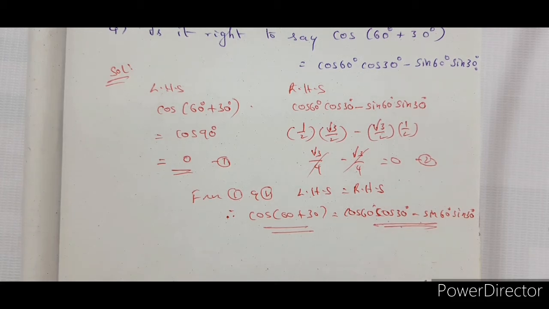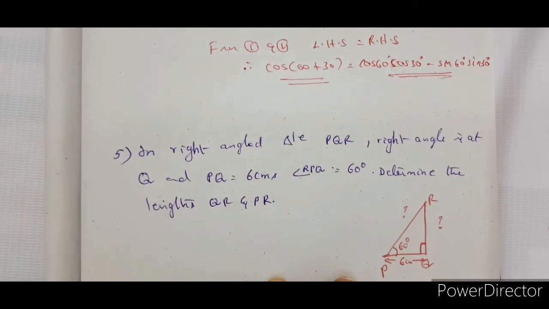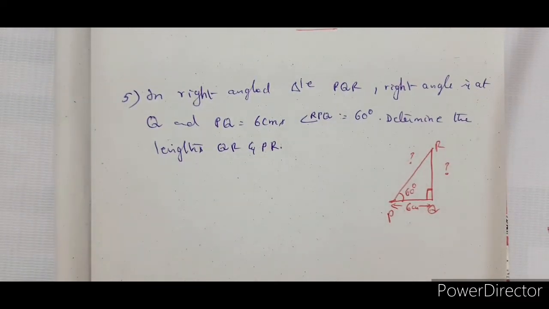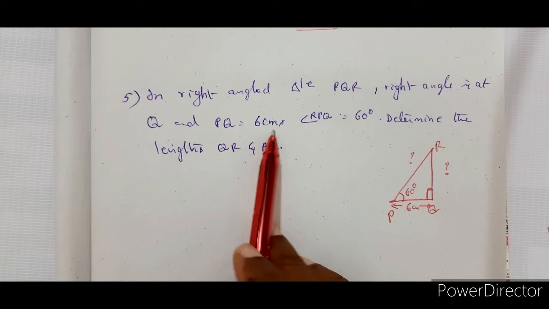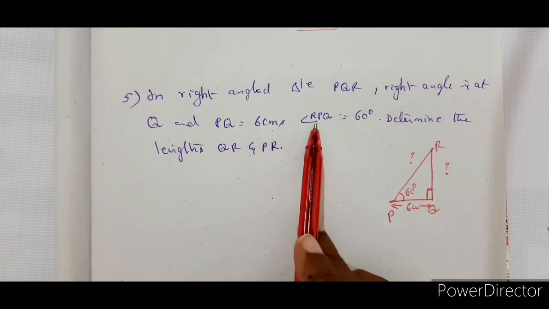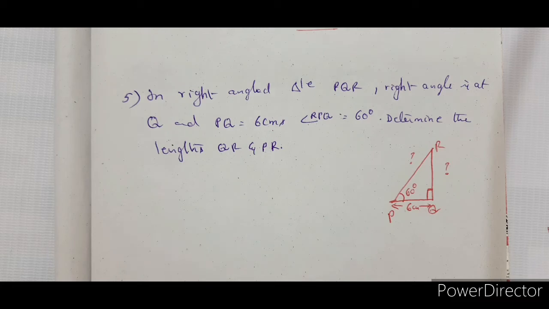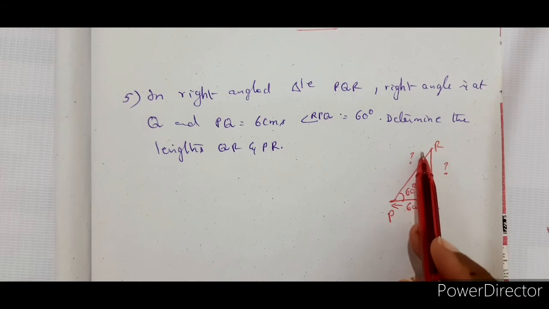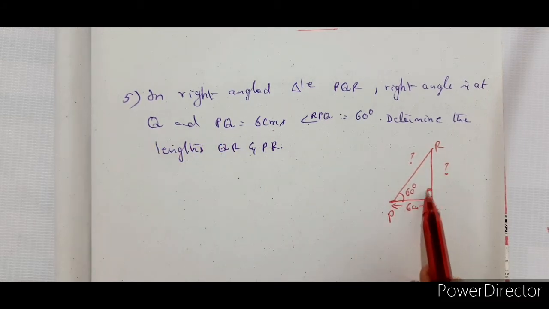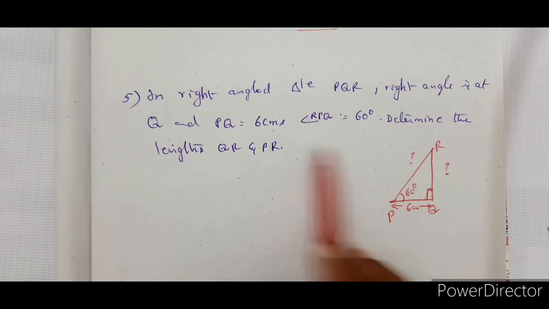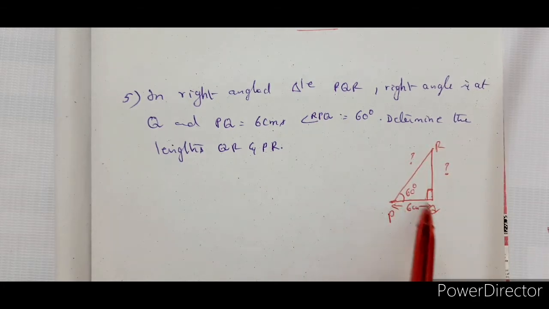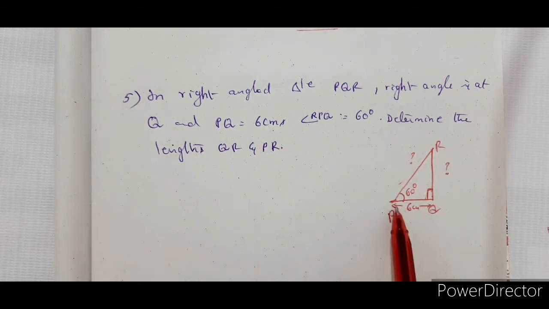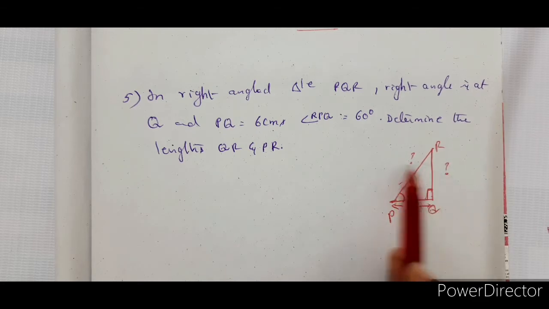Now the next problem. In a right angled triangle PQR, right angle is at Q and PQ is 6 centimeters. Angle RPQ is 60 degrees. Determine the lengths QR and PR. Okay, let's draw the diagram based on that. So PQR we'll write, and at Q it is given 90 degrees, so right angle is here. Angle RPQ is 60 degrees. Now PQ is equal to 6 centimeters. Our job is to find these two.